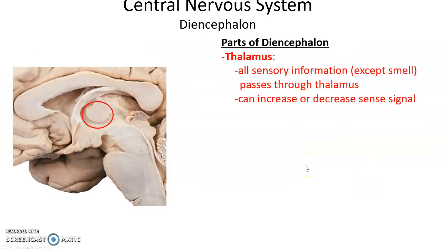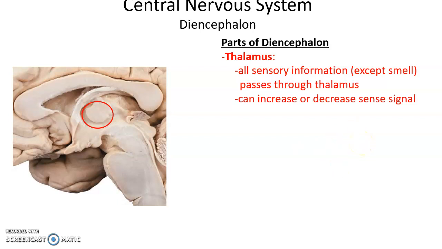The diencephalon has a few portions. The central portion or head of the seahorse, that is called the thalamus. All sensory information passes through the thalamus. So all sensory information coming from the spinal cord, all sensory information coming from cranial nerves pass through the thalamus except smell. Olfaction or smell does not go through the thalamus. It bypasses the thalamus.